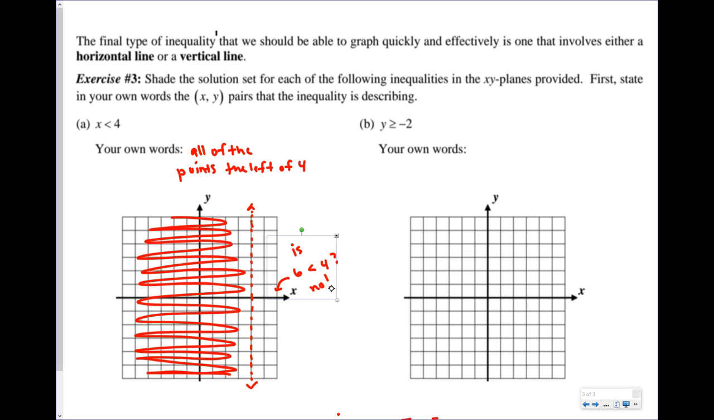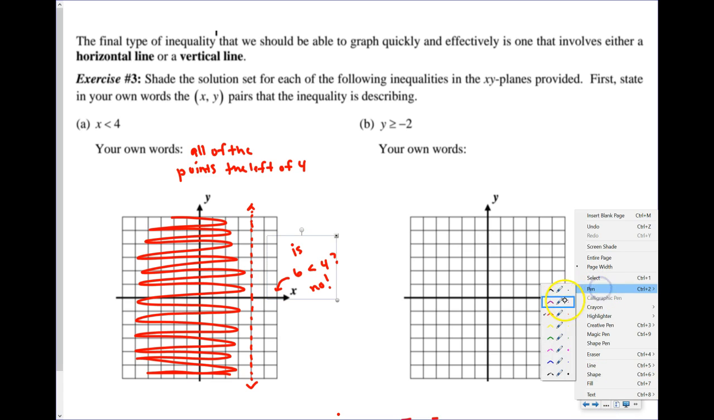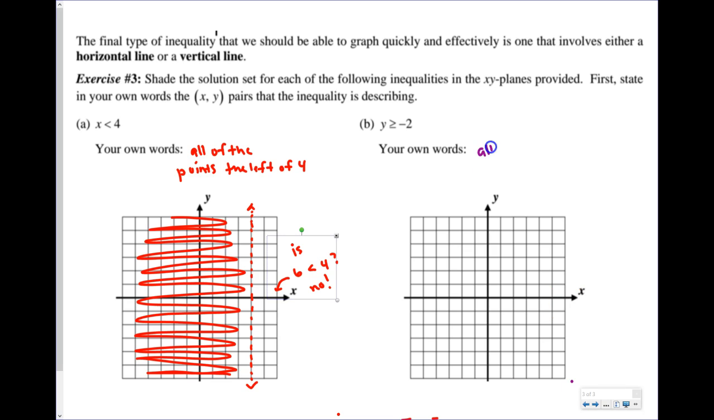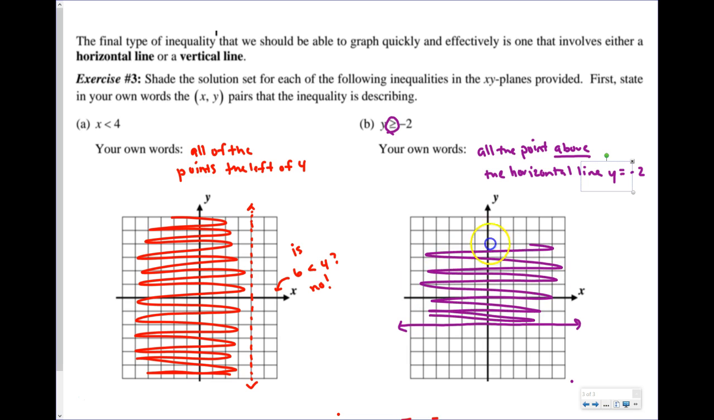Letter B says y is greater than negative 2, so in our own words, we're saying all of the points above the line y equals -2. So we have the line y equals -2. It's going to be a solid line because I have this equals. So here's y is -2. And we want all of the points greater than y is -2, so I'm going to shade above.